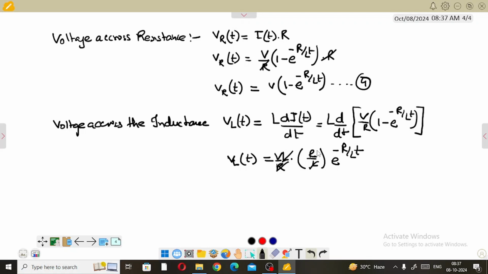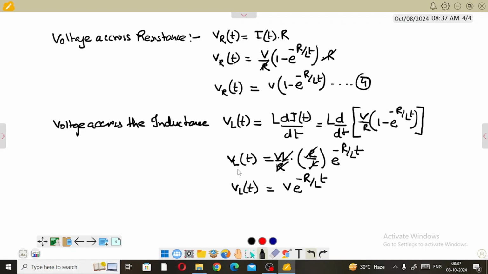And so V R goes away. So my voltage across inductance is very easy. And that is nothing else. That gives me V e to the power minus R by L t. Okay, so this is the voltage across resistance, voltage across inductance at any time interval t.